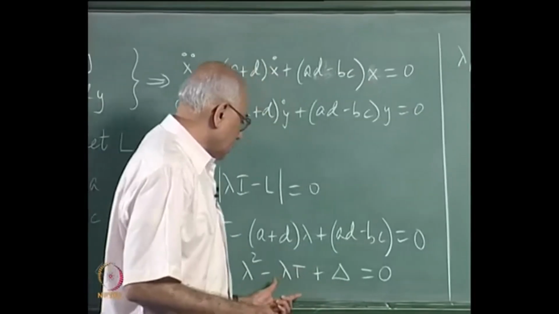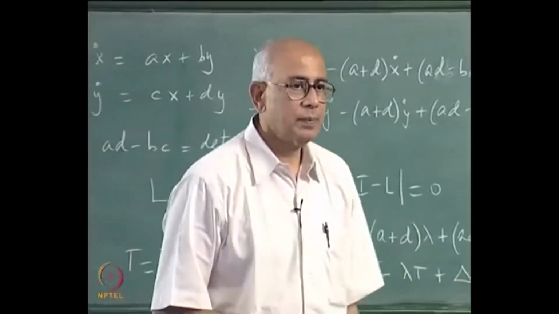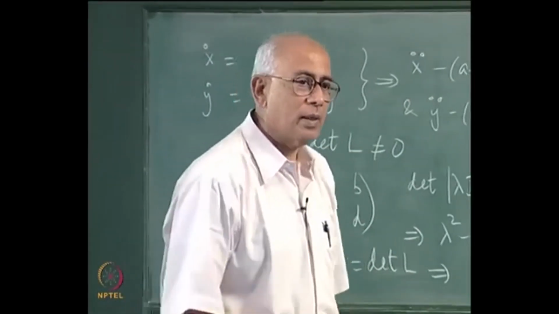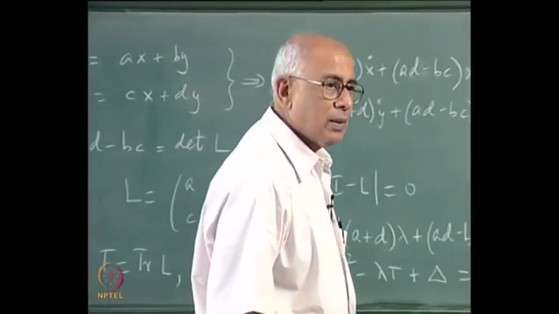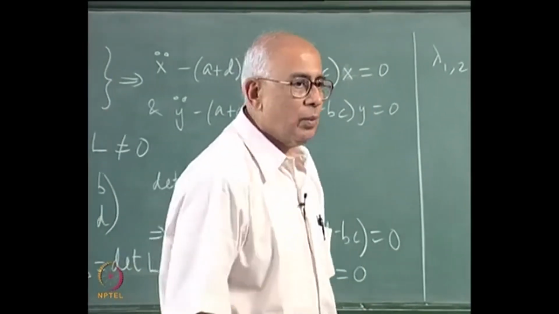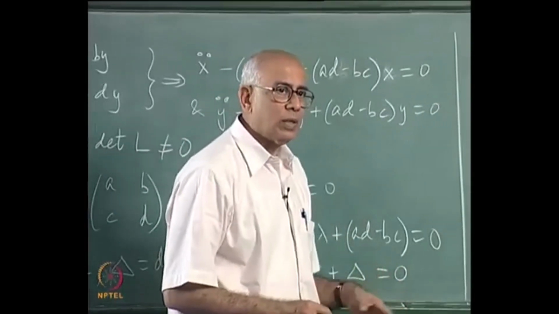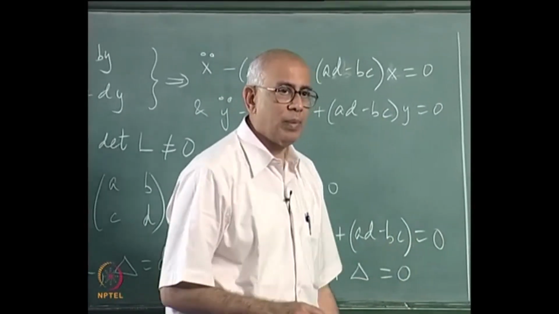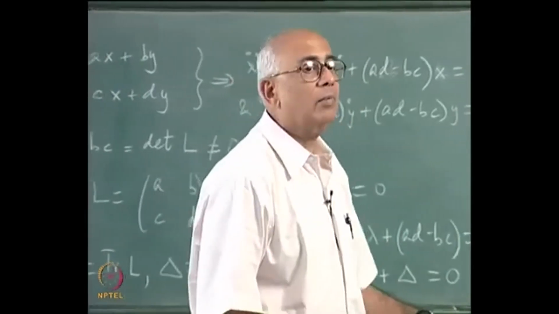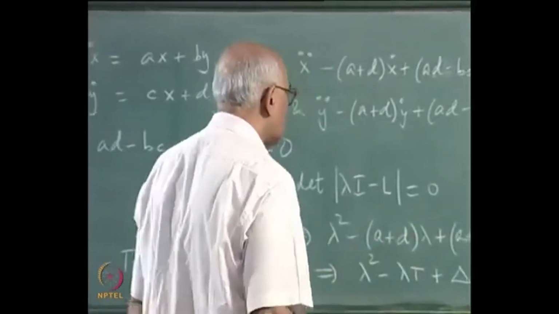What are these combinations? What is so special about these combinations? What happens if I do a similarity transformation on the matrix? The trace does not change and the determinant does not change, which means that if I transform these variables from x and y to certain linear combinations of x and y by a similarity transformation, by a coordinate transformation, the eigenvalues would not change, and that has a physical implication, as we will see shortly.